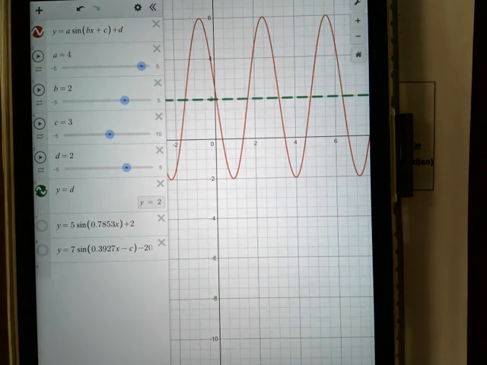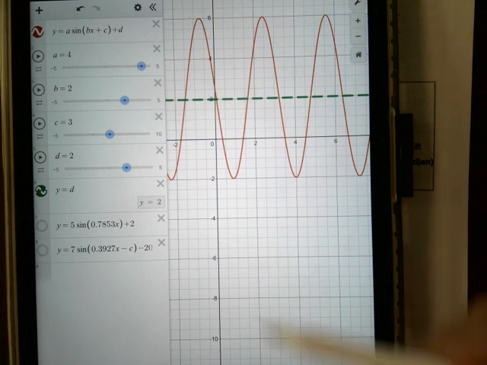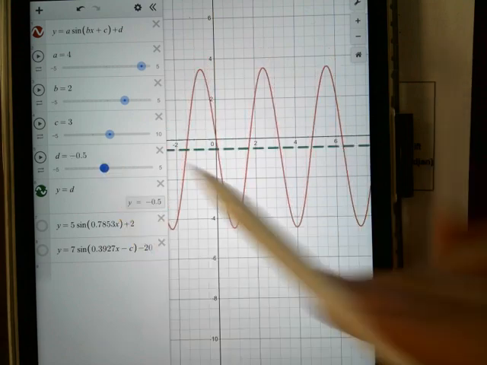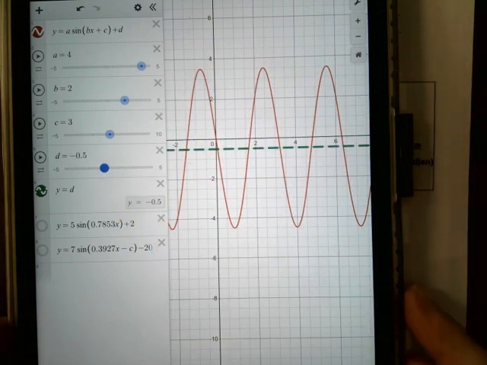Can I just say something? D is not the y-intercept. Are you listening? It's not the y-intercept, because we're so used to the constant at the end being the y-intercept with polynomials in particular. It's not the y-intercept, okay? So that's my Desmos presentation to you.